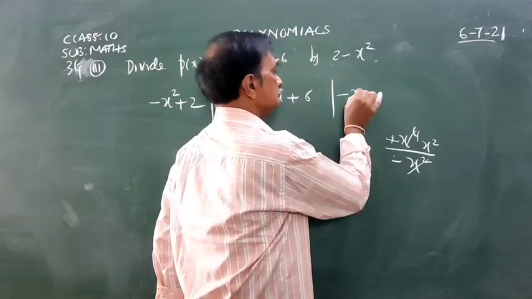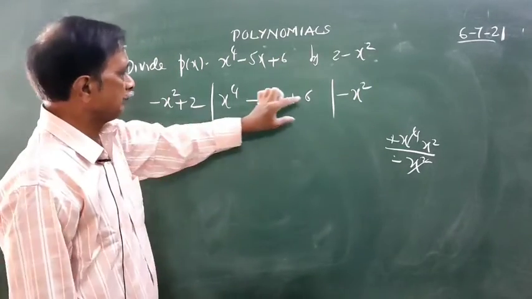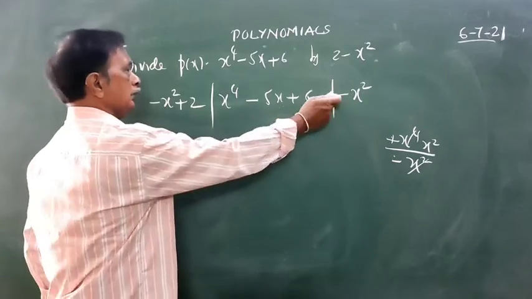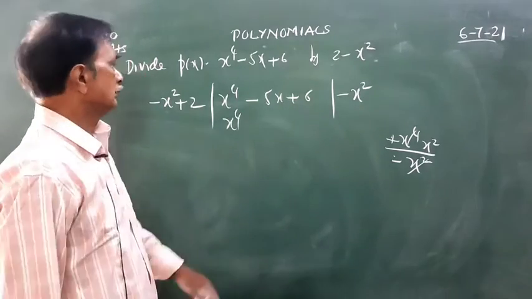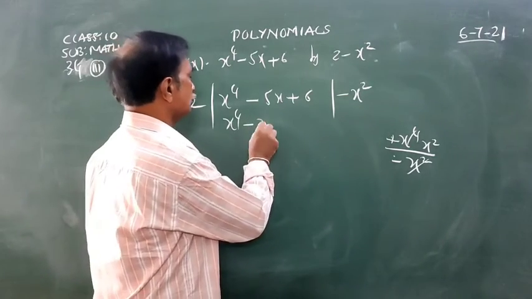Minus x square. Yes. And multiply these two terms by minus x square. Minus x square into minus x square, minus into minus plus, x square into x square, x power 4. Minus x square into plus 2, minus 2x square.